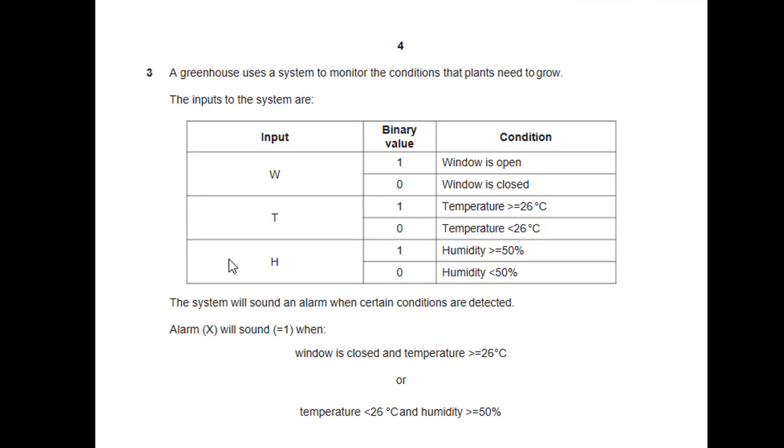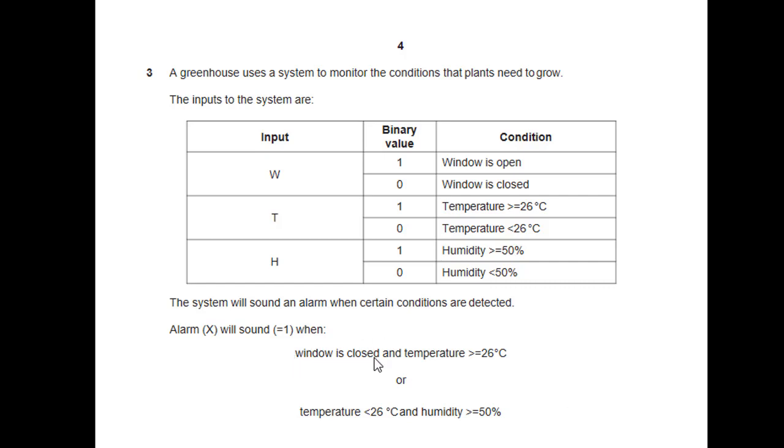Now we're going to go to a logic gate question. Again, a few people in class have been confused by these when they turn these logic gates into word problems. So here you've been given the binary values for W, T, and H, and these different commands, so if the window is open or closed, for example. So we need to turn this into a circuit. We can see that there's going to be an OR at the end. So an OR will be over here.